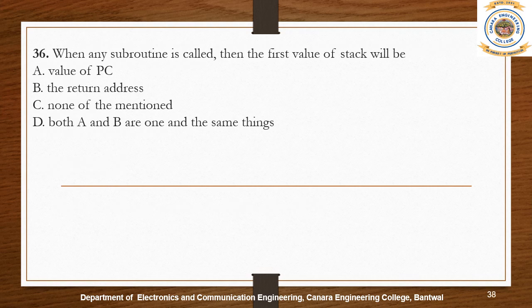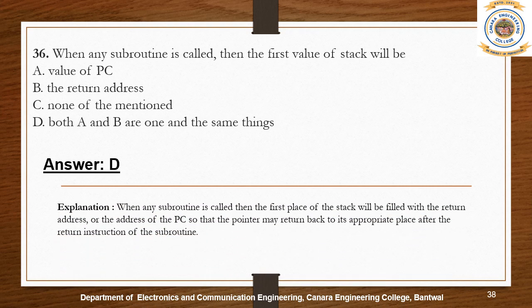A subroutine is nothing but a repeated set of code that is written separately from the main program so that space can be optimized. So when a subroutine is called, we need to place the content present in the PC, that is the program counter, on the stack, so that once we complete the execution of the subroutine, it returns back to the next instruction from where the execution has to be resumed.